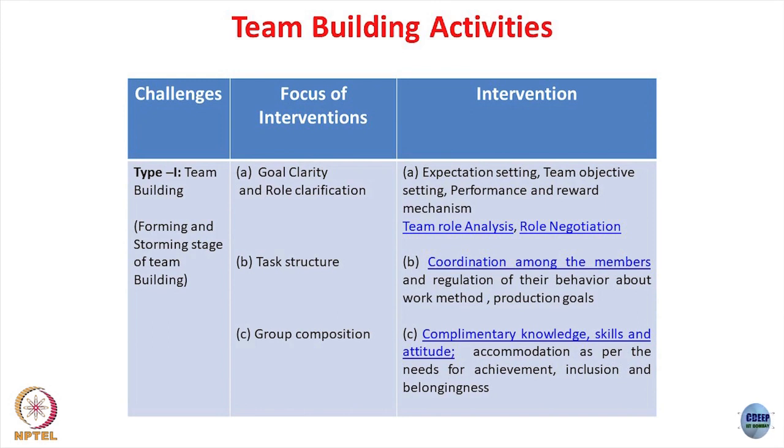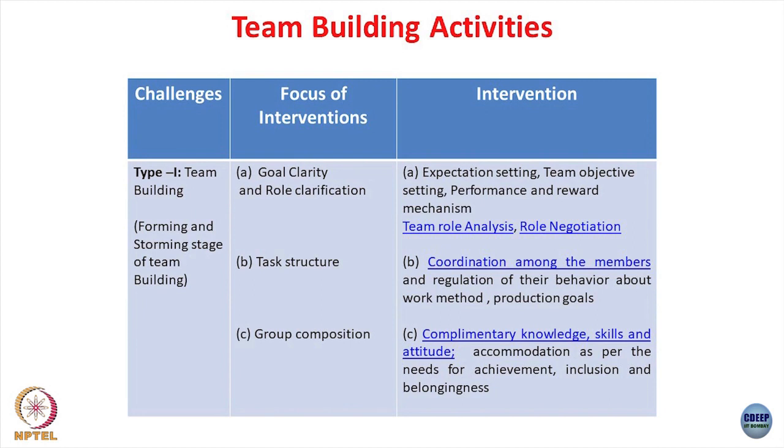There are some simple interventions like expectation setting, team objective setting, performance and reward mechanism. These are simple but very important interventions. Generally, a team with a specific objective must start working with a clear team charter. And generally, a team charter has the expectations from each other, the team objectives, and how the reward and recognition will be shared within the team. These are simple things, but if we overlook them, that may create problems in future.